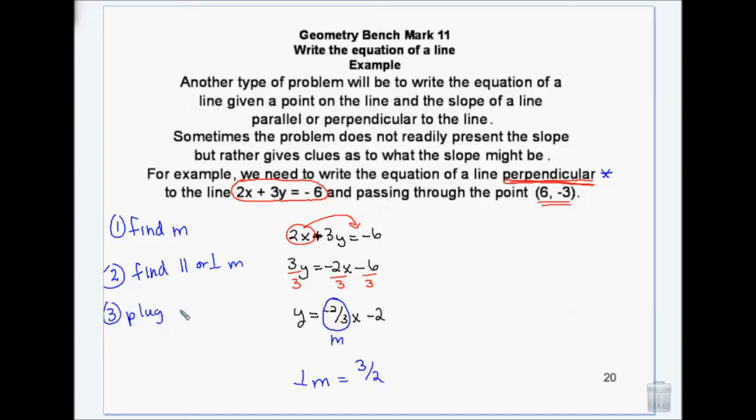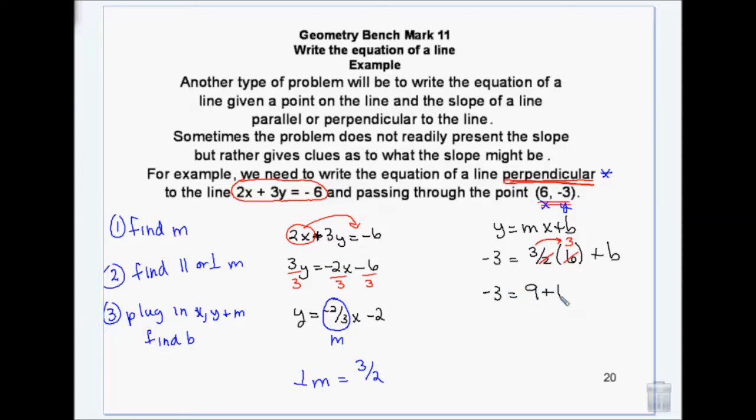Step 3 would be to plug in x, y, and m and find b. Okay, so now I'm going to come back over here, and I've got my y equals mx plus b. Here's my x and my y, and here's my m. So y is negative 3, m is 3/2, x is 6 plus b. 2 goes into 6 3 times, and then 3 times 3 is 9. I subtract 9 from both sides, and b becomes negative 12. And then my last step is to plug in m and b for the equation.